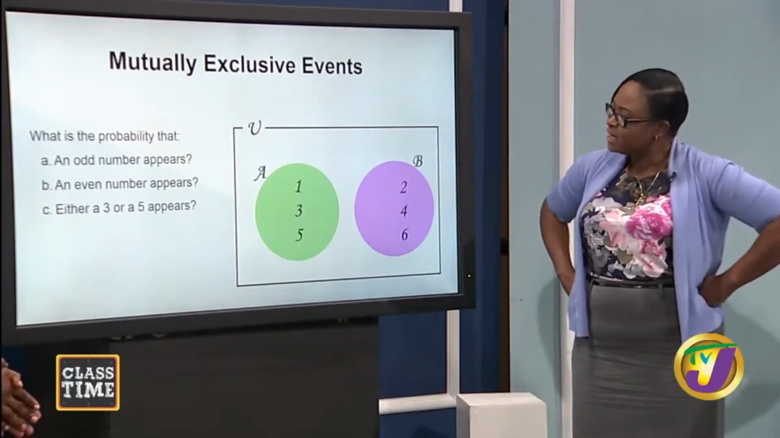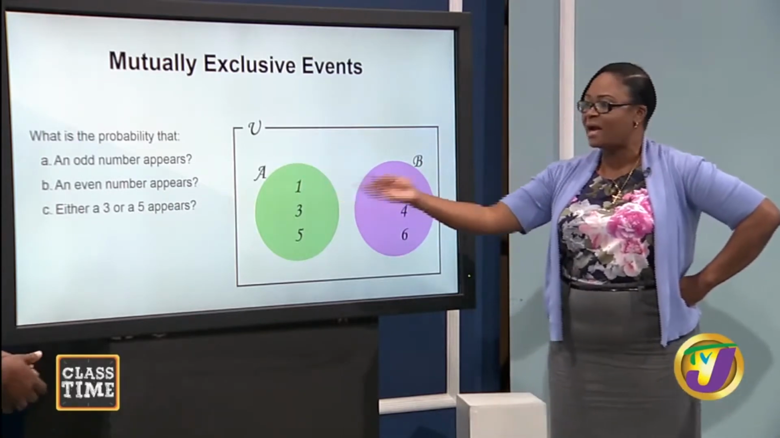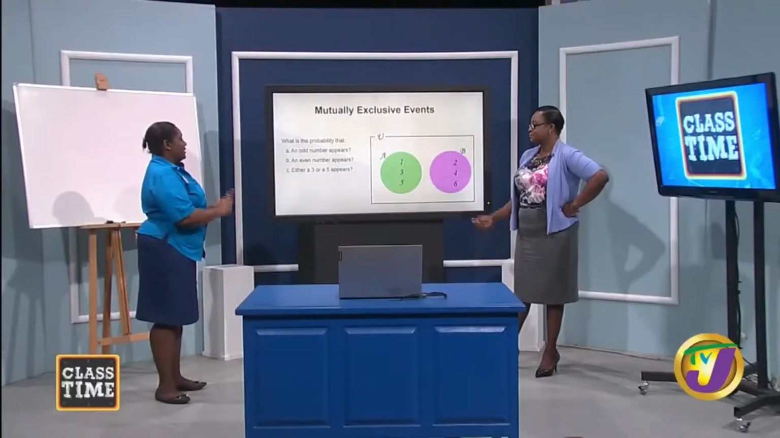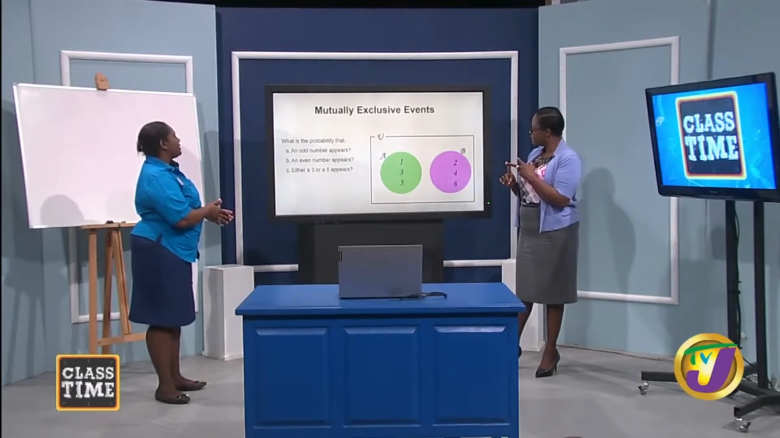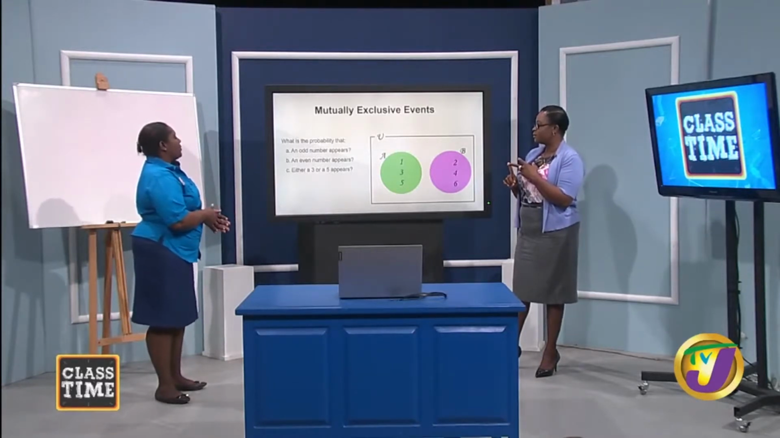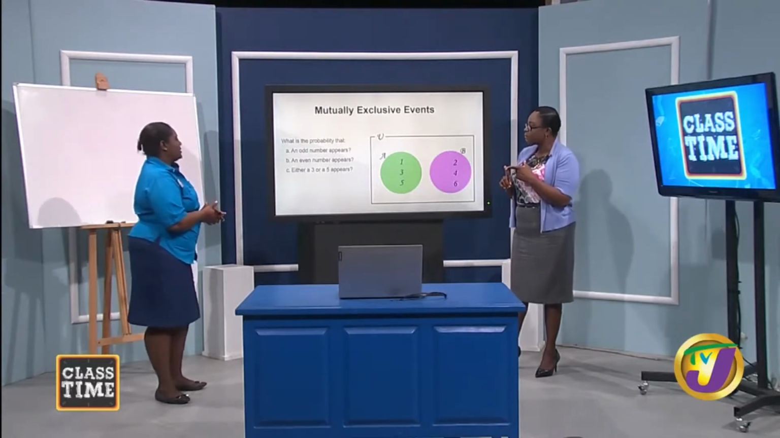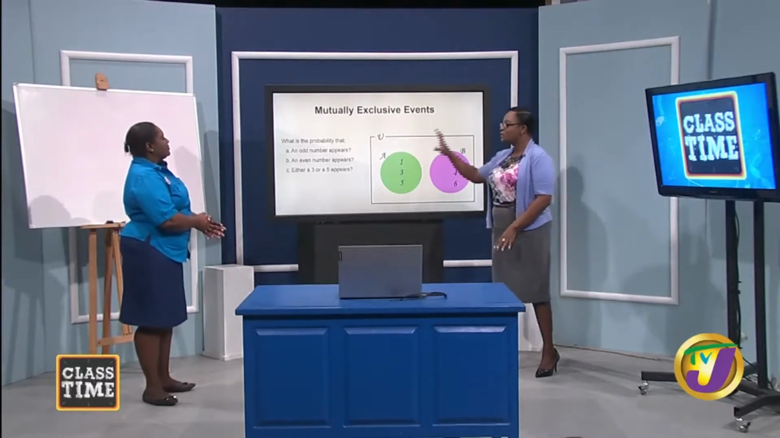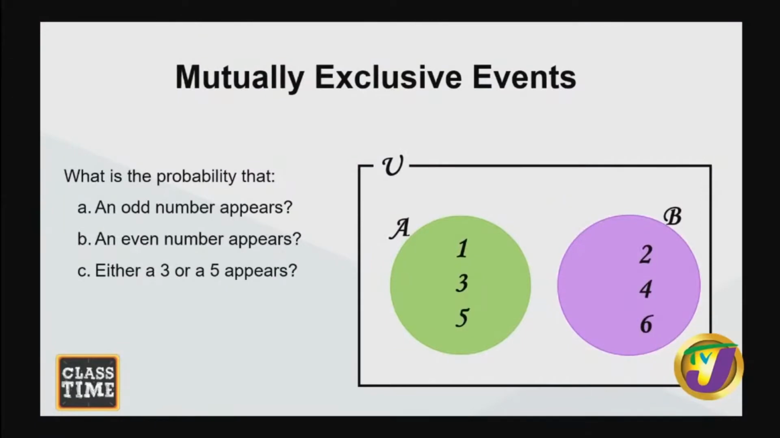But what about either a 3 or a 5? So it's the probability that a 3 occurs, which would be 1 out of 6, or the probability that a 5 occurs, which would again be 1 out of 6.